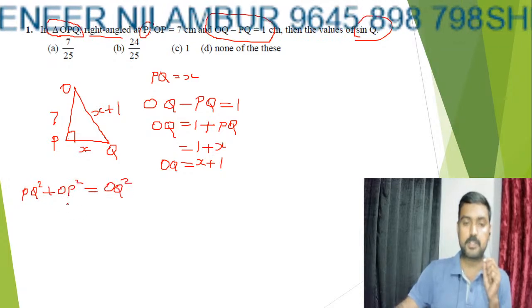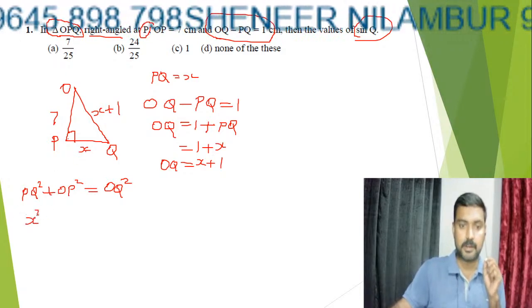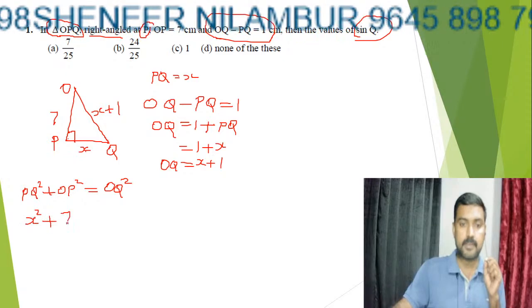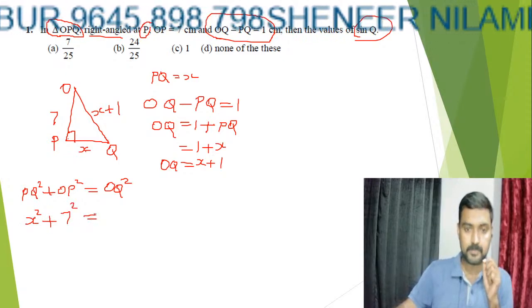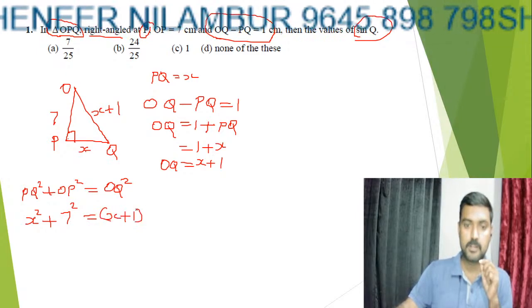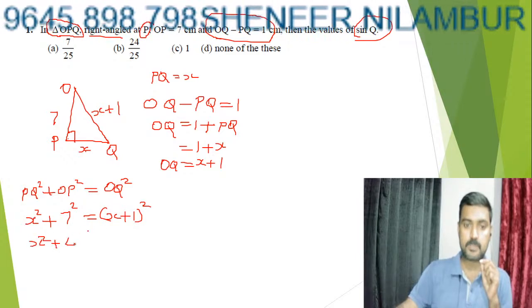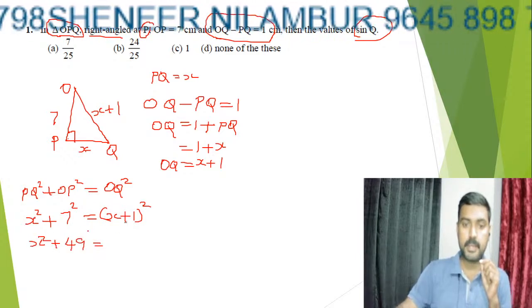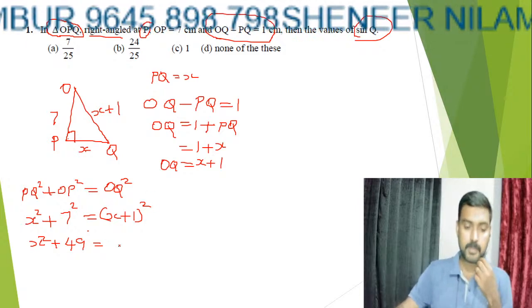This is Pythagoras theorem. So here PQ square means x square plus OP is 7, so 7 square, which is equal to OQ square, means x plus 1 whole square. We know that x square means x square, 7 square means 49, and x plus 1 whole square, which is in the form of a plus b whole square.